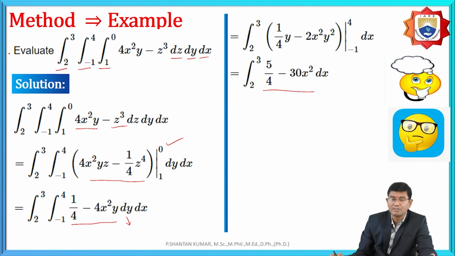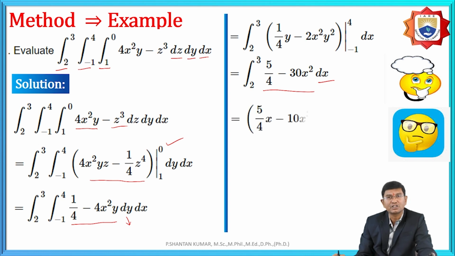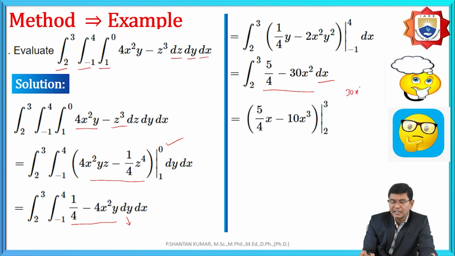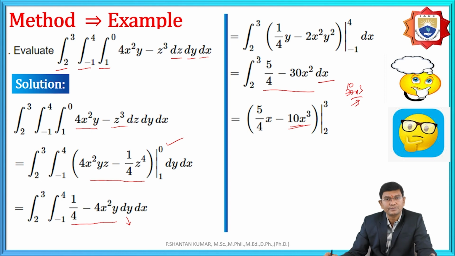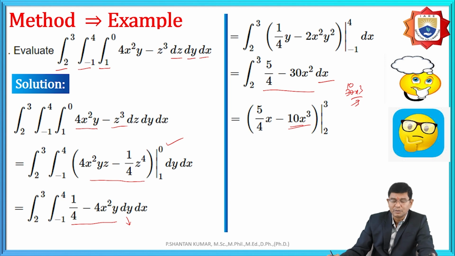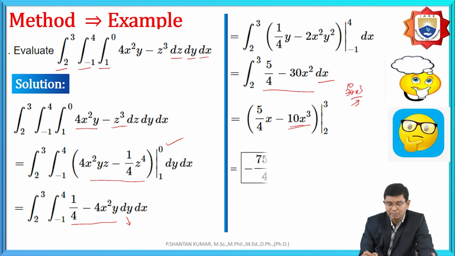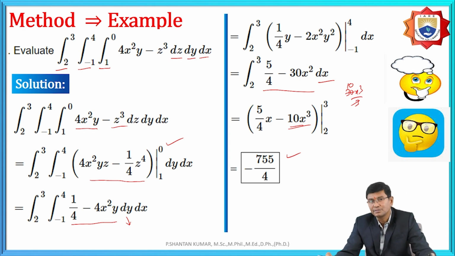Now finally, with respect to x, the integration is 5 by 4x minus 30 into x cube by 3. Therefore, 30 into x cube by 3 is nothing but 10x cube. Now finally, we need to replace x with the limits 2 to 3. Therefore, the final solution will be minus 755 by 4.